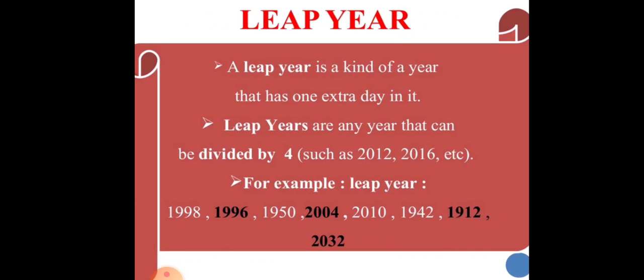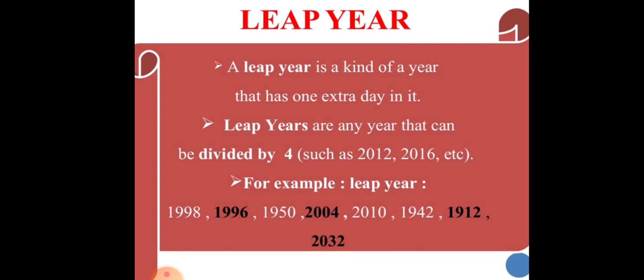What is a leap year? A leap year is a year that has one extra day in it. A leap year is any year that can be divided by 4, such as 2012, 2016, etc. That means, for example, if we say 1996, 1996 can be divided by 4.